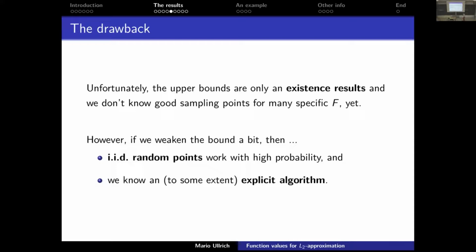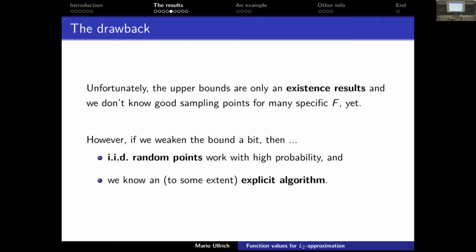Okay, so what is the drawback? As I said in the beginning, the upper bounds are existence results. So we don't know good sampling points, and even for specific f, and if you talk about general f, what even does it mean? You don't know what your set D is, right? So what does it mean to have good sampling points?